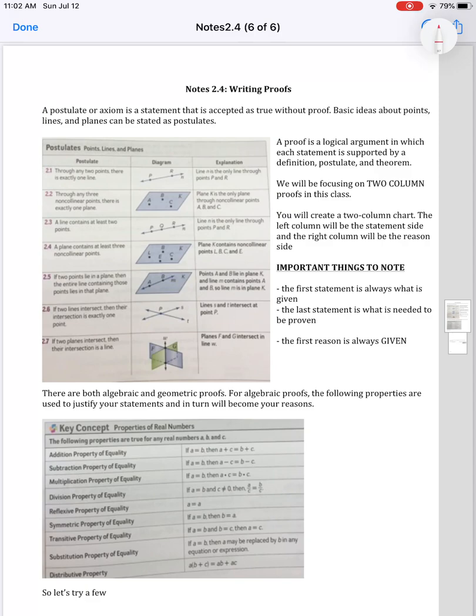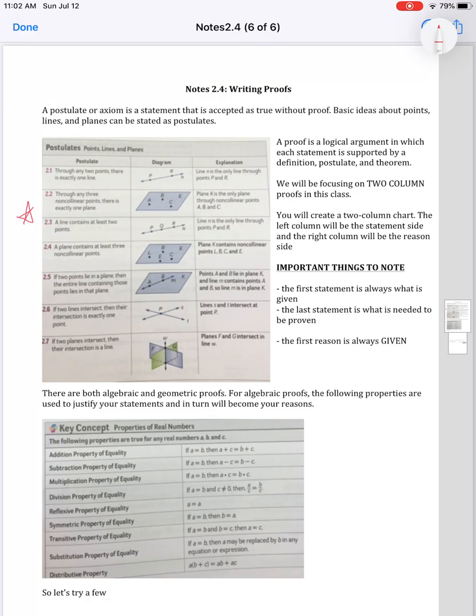So when we talk about writing proofs, a postulate or axiom is a statement that's accepted as true without proof. So basic ideas about points, lines, planes, like the vocabulary basically that we've gone over, can be stated as postulates. So if we have this huge chart right here, okay? It says through any 2 points, there's exactly one line. That's the definition of a line. Through any 3 non-collinear points, there's a plane. A line contains at least 2 points. A plane contains at least 3 non-collinear points, and so on. So each of these is just vocabulary based, okay?